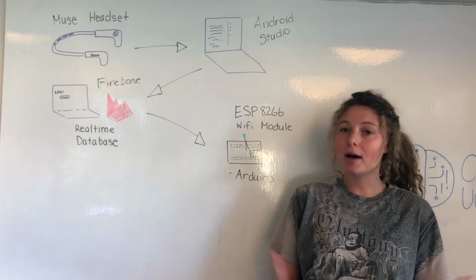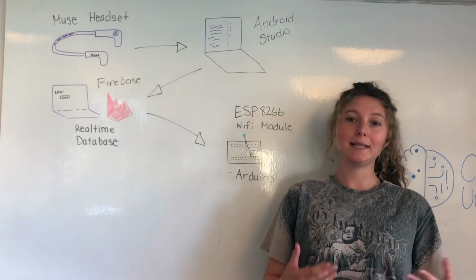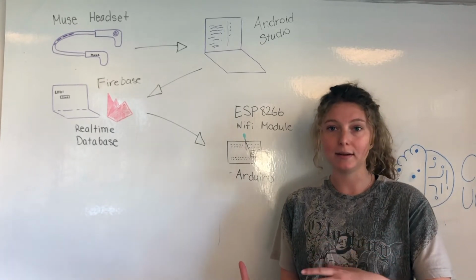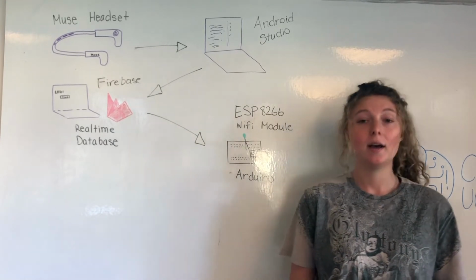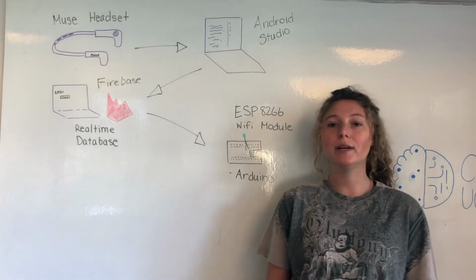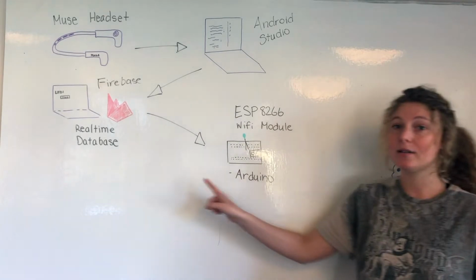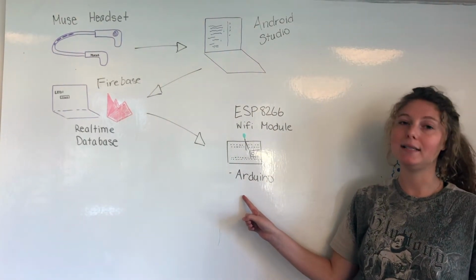Now, after the app processes all of this data, we update the state of the LED, depending on whether an alpha level relative threshold is met. Finally, the Wi-Fi module reads the state of the LED from the Firebase real-time database and tells the microcontroller to turn the LED on or off.